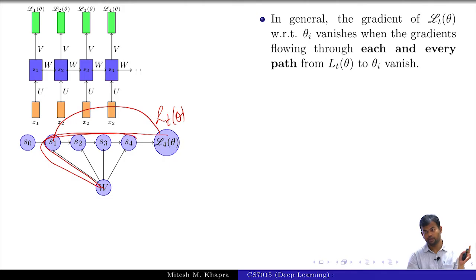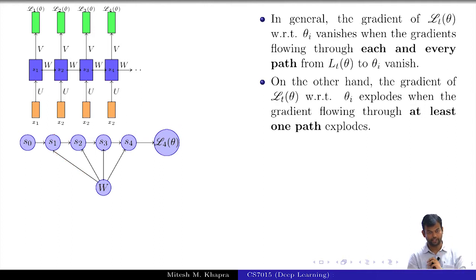Is that fine? What's the corresponding rule for exploding gradients? If there are multiple paths, the gradient would explode if it explodes through any one of the paths. So these are the two things that we need to consider. To prove that in the case of LSTMs this does not happen, for the first case we'll have to show that there is at least one path through which it does not vanish, and for the second case, because we are going to show that it explodes, we just have to show that there is at least one path through which it can explode.